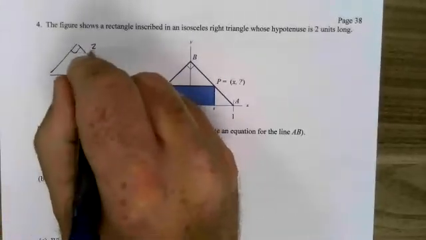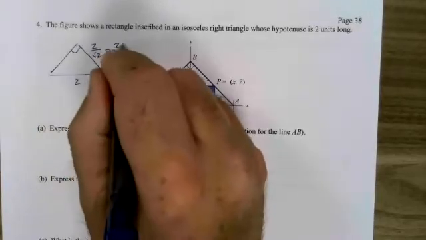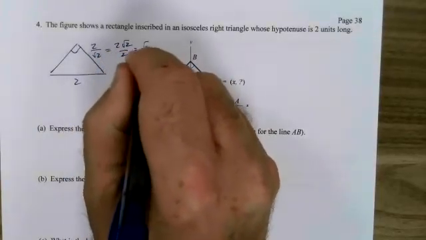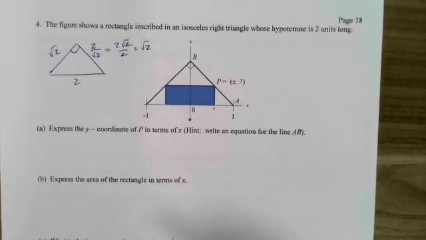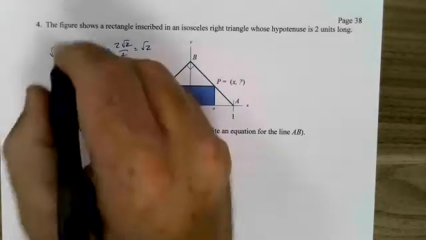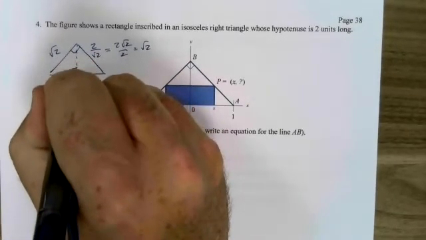2 over root 2, which is 2 root 2 over 2, which is root 2. So this is root 2. So that's the length of the line. I probably didn't need to do that, but it's cool. The height, actually I did need to do that.